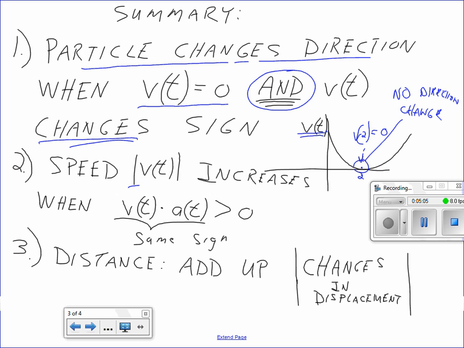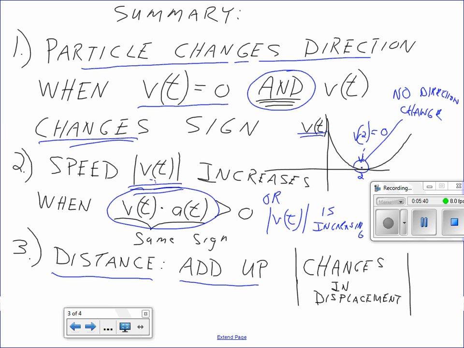Speed, which is the absolute value of velocity, the speedometer doesn't go negative, remember, increases when the velocity times the acceleration is greater than zero. Or you could just look at the curve and say it is increasing. Okay. What's distance? How do you calculate distance? You're going to add up changes in displacement or position. You add that up, and again, I guess we'll get back to this when we learn how to integrate.